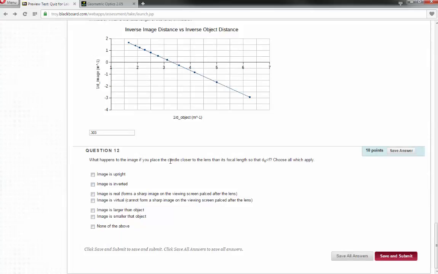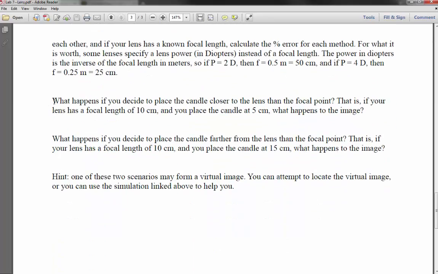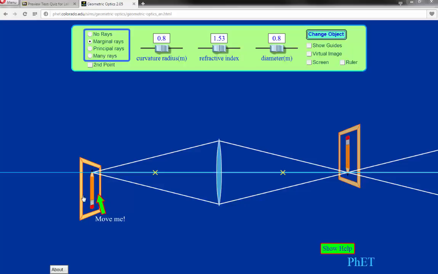Okay, what happens to the image if you place the candle closer to the lens than its focal length so that DO is less than F? So this is because you're asked in the question down here, what happens if you decide to place the candle closer to the lens than the focal point? You should have actually done this in doing the lab, and so you should just be writing down what it is that you observed. So one way that we can actually attempt to do this is to have the simulation of this thing, because that's going to be the easiest thing to show you on the screen.